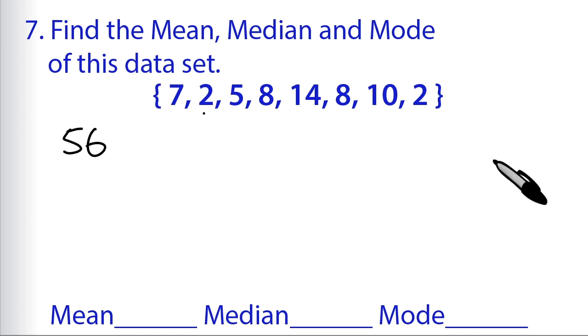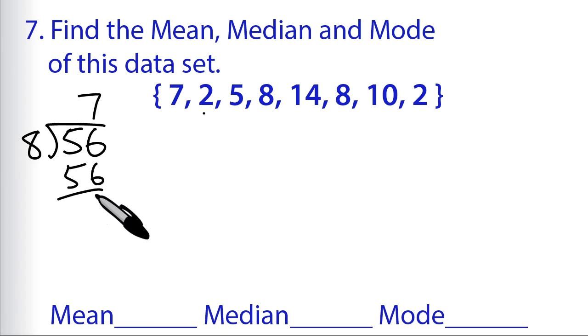And then we need to divide 56 by the number of members in this data set. And we have 1, 2, 3, 4, 5, 6, 7, 8 members. So we need to divide 56 by 8. 56 divided by 8 is 7. Let's see, 7 times 8 is 56. So no remainder. So the mean of this data set, the average, the mean, is 7. Right here. And now we need to find the median.